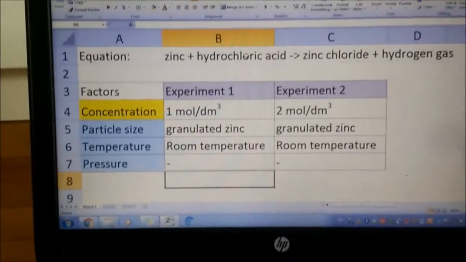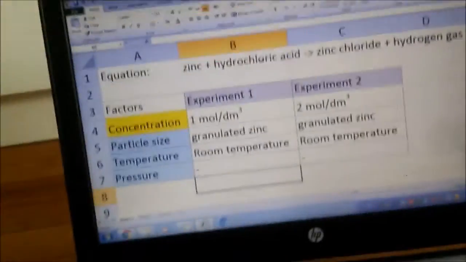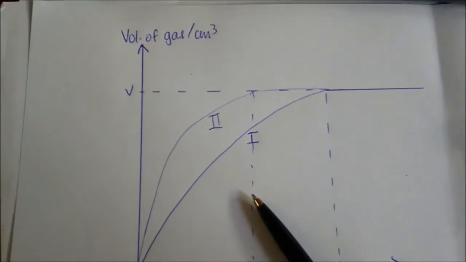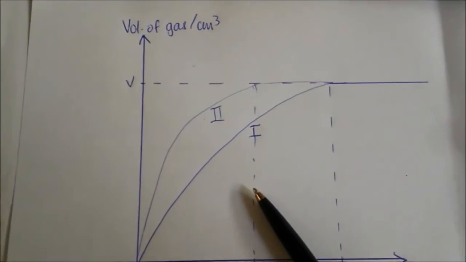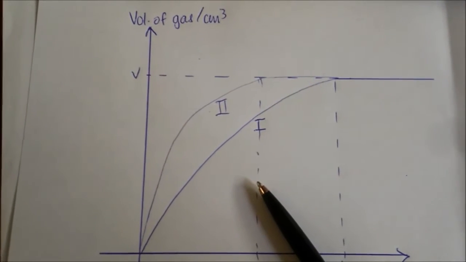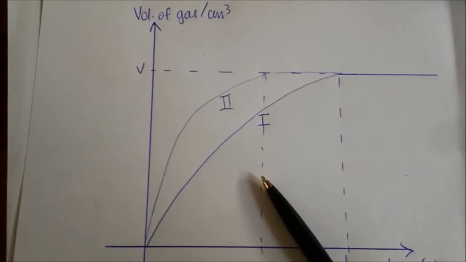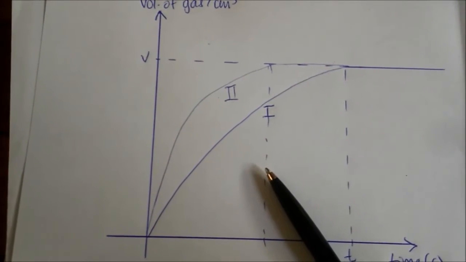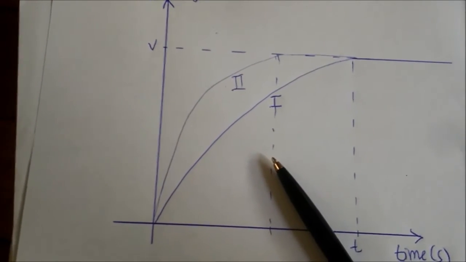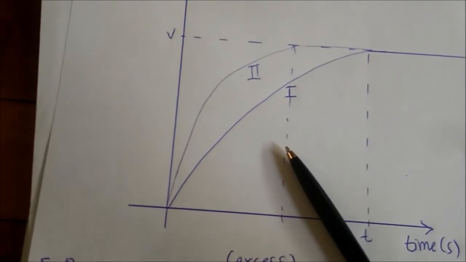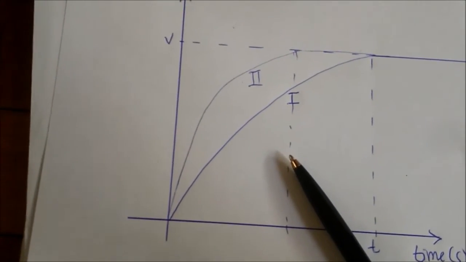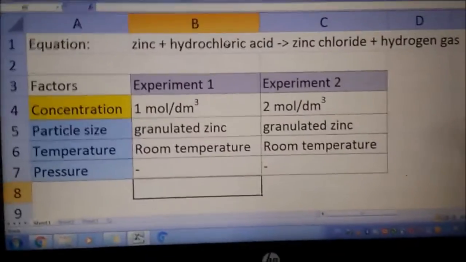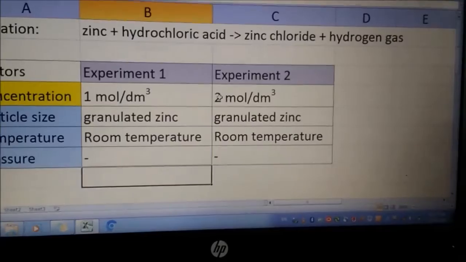The kind of graph that you would see for the second experiment will look like that. It will be steeper because you use a more concentrated acid. But the volume of gas produced is the same, because the limiting reagent, which is the zinc you use, is the same amount. That's why the volume of gas is the same. So that's if you change the concentration of the hydrochloric acid from 1 to 2.